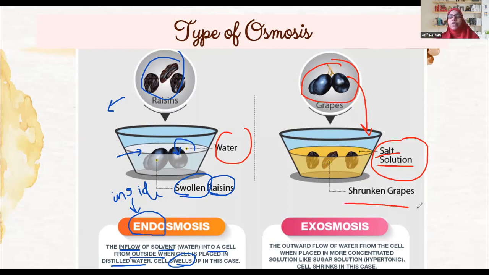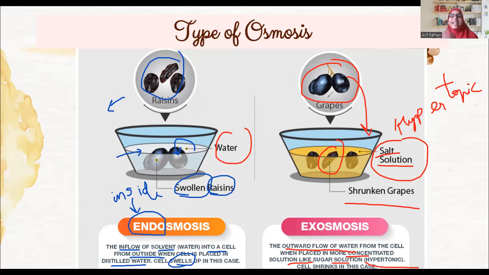After a certain period of time, what will you see? The raisin will shrink. What has happened? Outflow of water from the grapes has taken place, that is from the cell. When placed in a more concentrated solution like sugar solution or salt solution, the solution has to be hypertonic. Now, when you take a normal fresh grape, what happens in the normal fresh grapes?